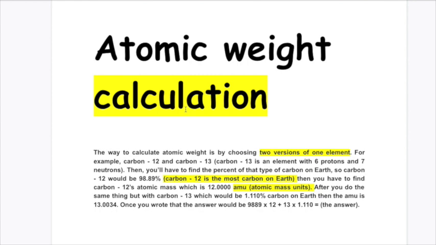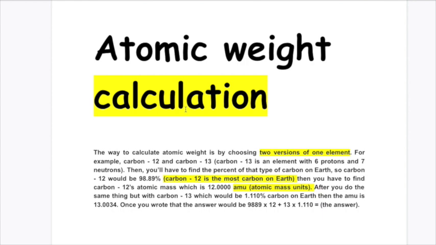Now this part is a bit more tricky. So be notified, if your age is the age where it's hard for you to do times and plus with decimals, then you probably want to learn that. I might do a YouTube video about that. But anyways, let's jump into atomic weight calculation.